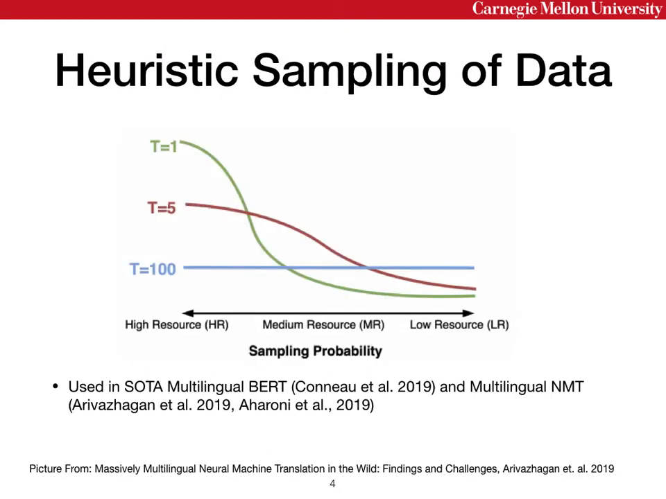A very popular approach in current multilingual training relies on heuristic sampling, where one can upsample low-resource language data based on the dataset size. However, this approach is suboptimal because it doesn't consider the relatedness between different languages, and the sampling distribution might be different under different training circumstances. Therefore, in this paper, we want to directly learn the data sampling distribution.